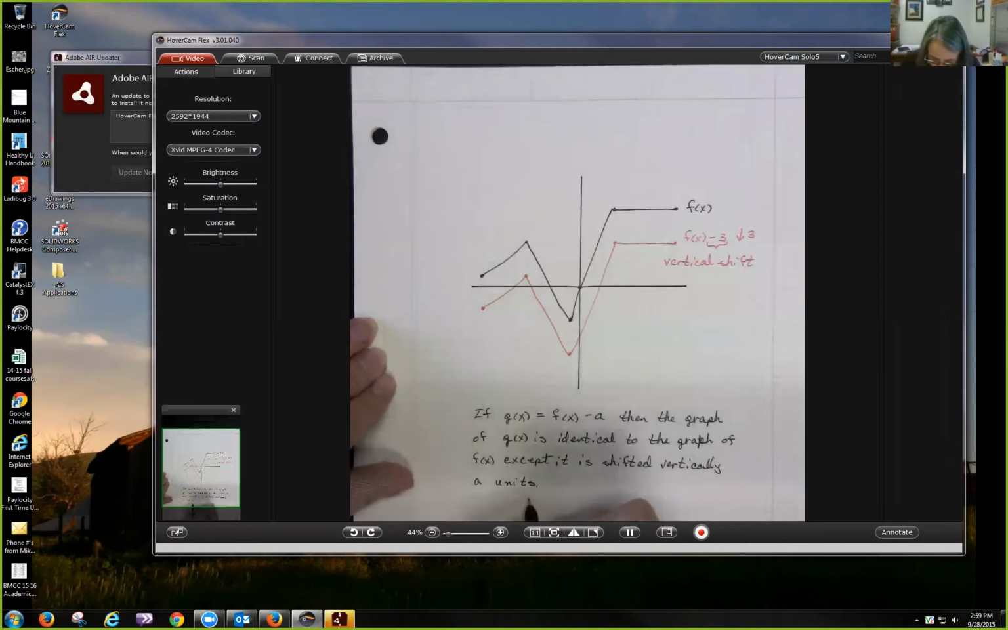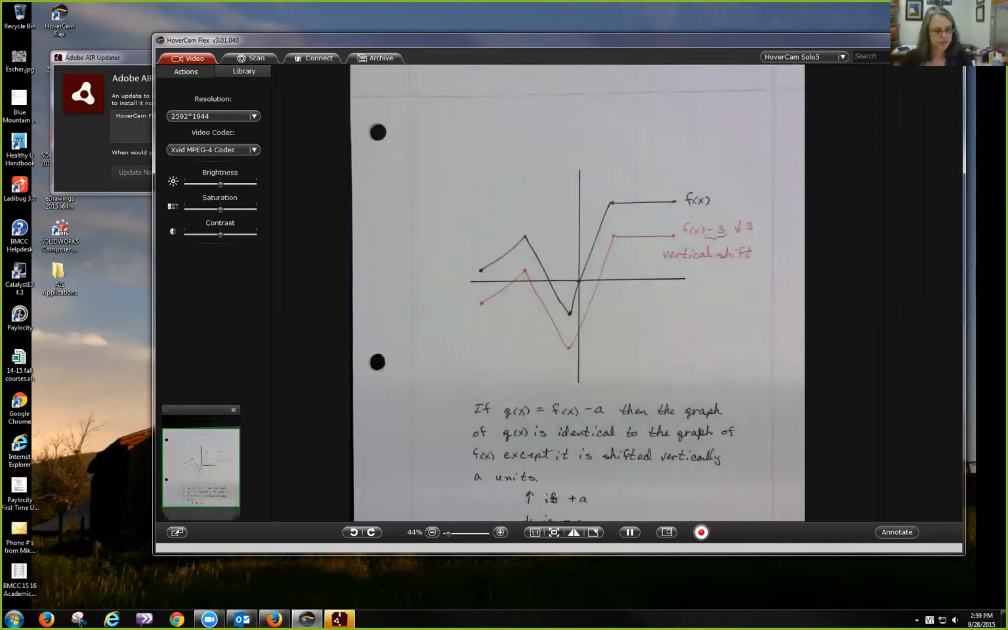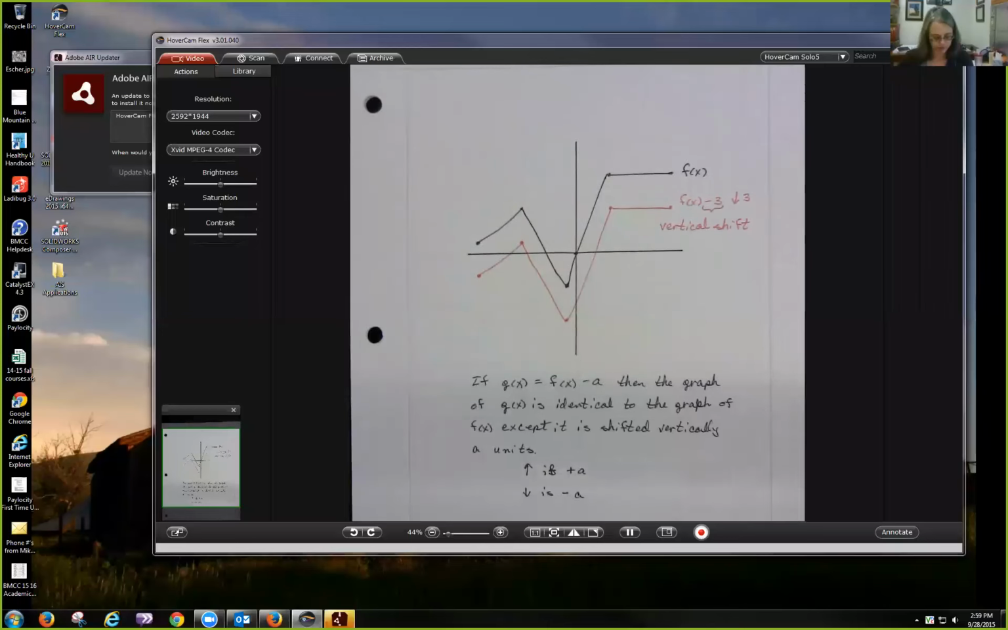And we go up if we are adding a. We go down if we are subtracting a. So I want you to think about that for just a minute. If we just add or subtract a number to the end of a function, then we pick up that function's graph and we move it vertically.